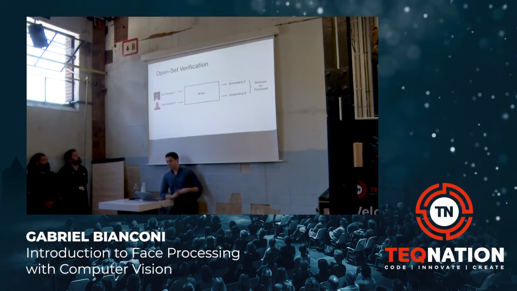When you're working with verification, the idea is pretty similar. Your model is going to output two embeddings, one for each of the faces. You can then compare those embeddings, and this is going to give you some distance, and if it's below a certain threshold, you can say this is going to be the same person or not, based on whatever threshold you want to set.